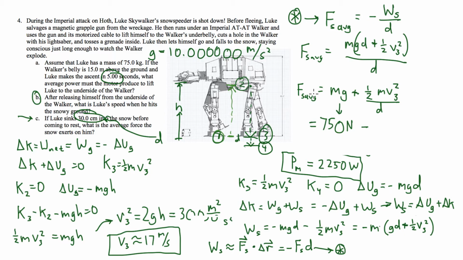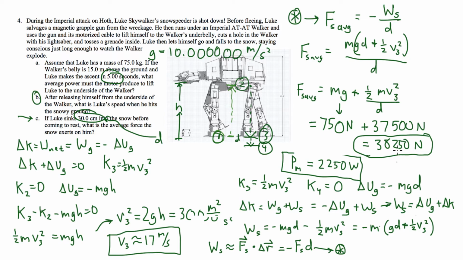Okay, so let's see. v3 squared. So 0.5 times Luke's mass of 75 kilograms times 300 for v3 squared, all divided by 0.3, which is the distance in the snow in meters, and it's 37,500 newtons. And that's plus. So you arguably could have just neglected this change in gravitational potential energy here. It didn't matter much, because the bulk of the work done by the snow really went into killing his kinetic energy. Okay, so the total is going to be 38,250 newtons, which is a lot.